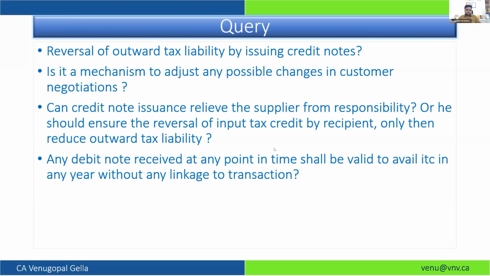So any debit note received at any point in time shall be valid to avail the ITC in a year without any linkage to the transaction. Earlier, there was a linkage of the debit note with the original invoice. Now that linkage has been removed, there is no time limit to issue the debit note because there is no link with the original invoice. So you can write the debit note even after September.